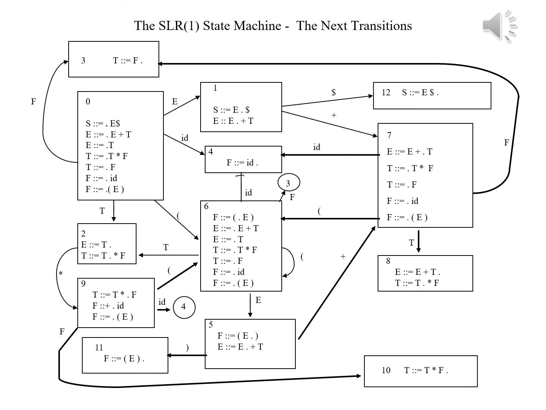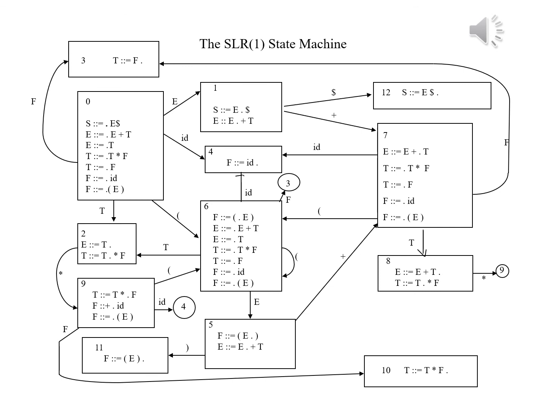From state 9, we have 3 separate transitions. On F, we will go to state 10, from T derives T times dot F to T derives T times F dot. On open parenthesis, we will go to state 6, from F derives dot open parenthesis E close parenthesis to F derives open parenthesis dot E close parenthesis. And an identifier will go to state 4, from F derives dot identifier to F derives identifier dot.